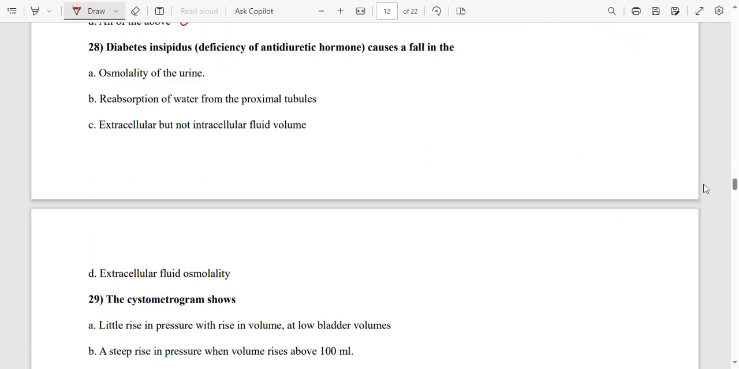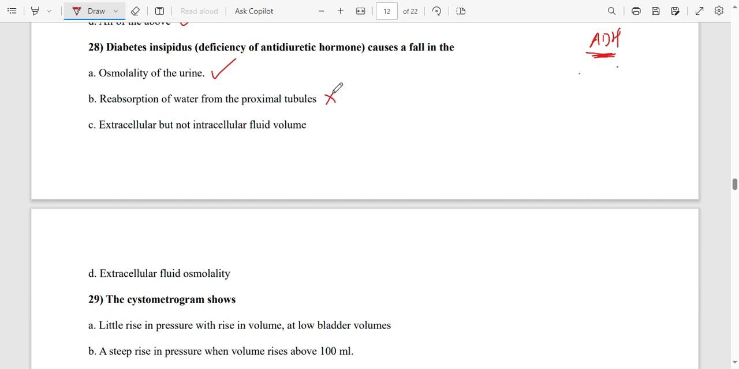28. Diabetes insipidus, which is a deficiency of ADH, causes a fall in the... Now you know that ADH is necessary in bringing water from urine into blood. Meaning that if you don't have ADH, you're going to have more water in urine. So diabetes insipidus causes a fall in the osmolarity of the urine. This is true because you are not removing water from the urine, so the osmolarity is going to fall. Reabsorption of water from the proximal tubules.